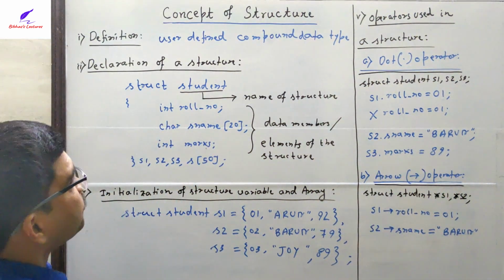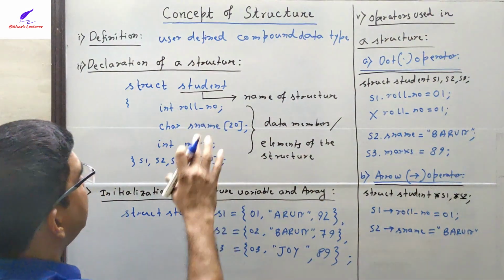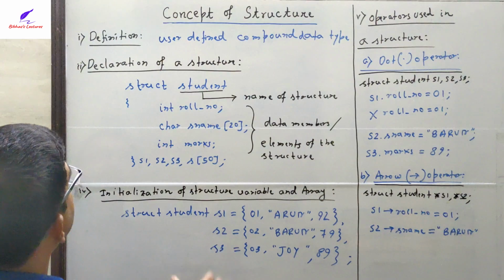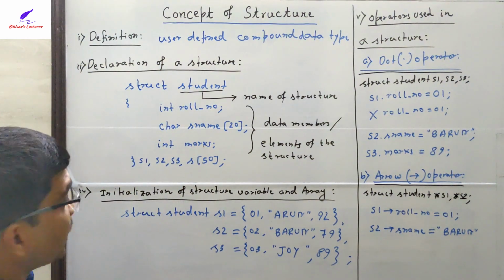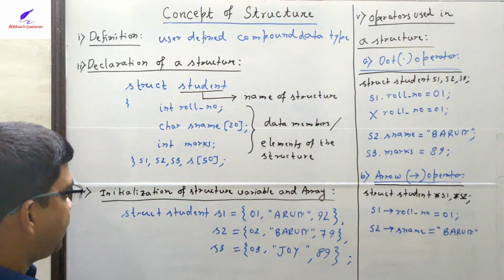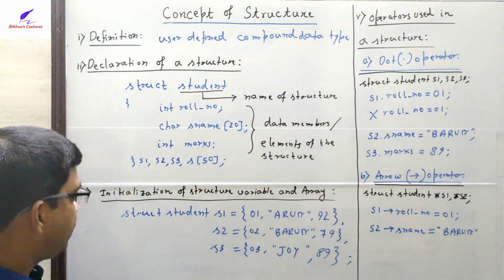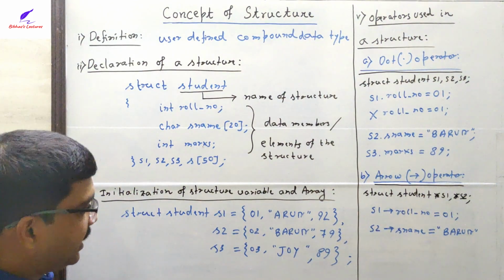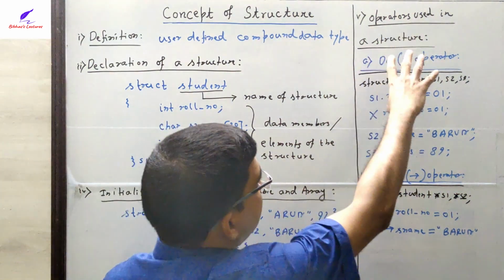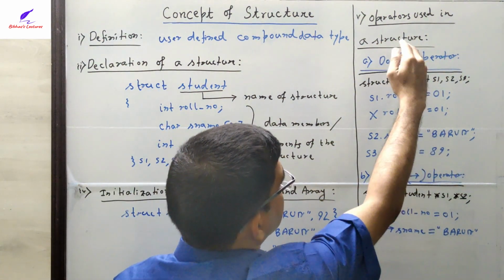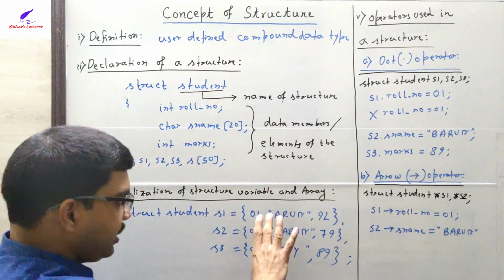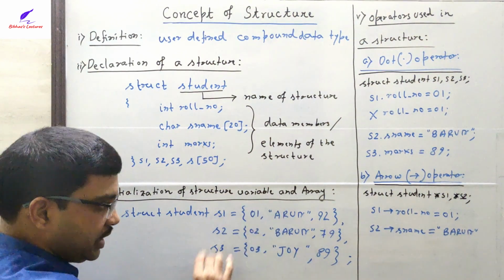So my students, today I have discussed the definition of a structure and why a structure is required. Then we discussed the declaration of a structure, how to declare a structure, and how to declare the structure variables. Then we checked how to initialize the structure variables as well as the array. And then we became familiar with two different operators, the dot operator and the arrow operator.